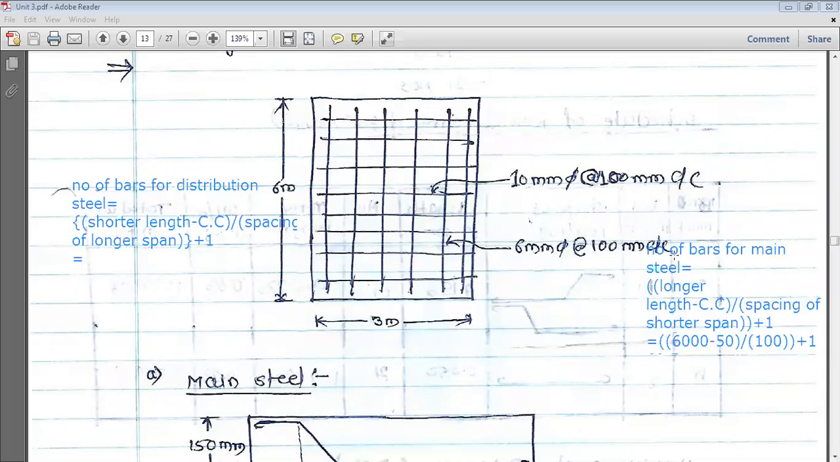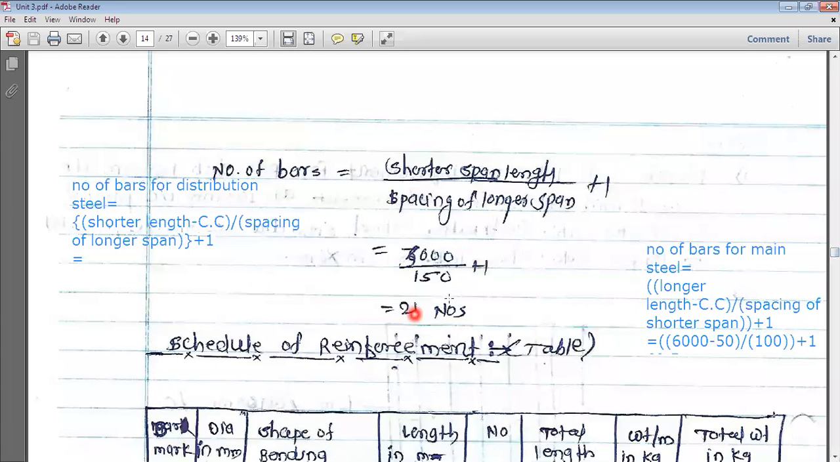.66. Okay. We will check whether it is correct or not. So our shorter length is 3000 mm minus clear cover is 50. So 2950 divided by spacing, given as 150 mm. So our calculation becomes 2950 divided by 150, plus 1, that equals 20.66. Very correct answer. So 20.66 is nothing but 21 number of bars. Yes, it is 21 number of bars.